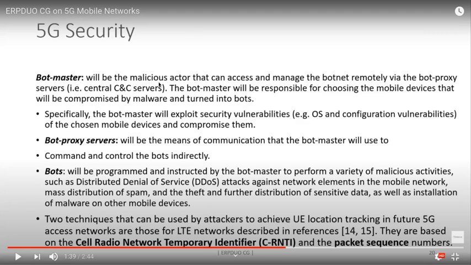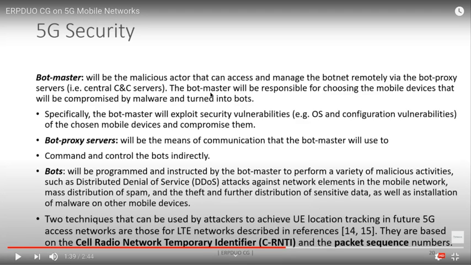We can just start with the explainer here. The botmaster will be the malicious actor that can access and manage the botnet remotely via a proxy server, and the botmaster will be responsible for choosing the mobile devices that will be compromised by malware and turned into bots.